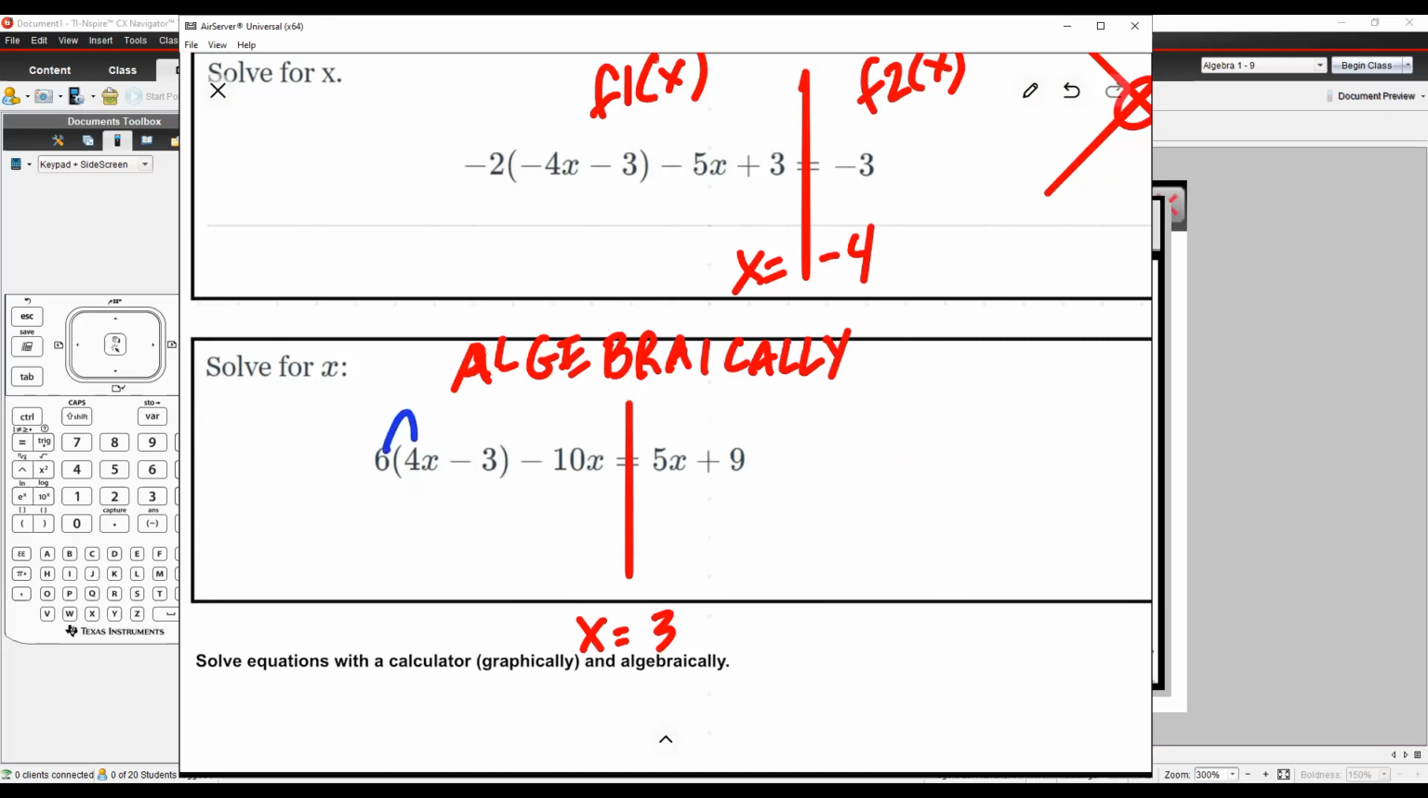So it's going to be 6 times 4, which is going to be 24x. And then I'm going to do 6 times a negative 3, which is going to be a negative 18. And then I got minus 10x. And then over here I have 5x plus 9.